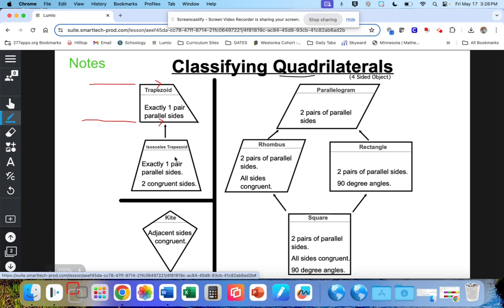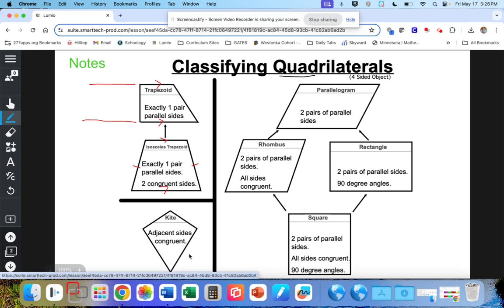An isosceles trapezoid has that same definition, exactly one pair of parallel sides. So we have that here. But it also says two congruent sides. The word congruent means the same. We draw lines to show where things are equal. So the left side is equal to the right.